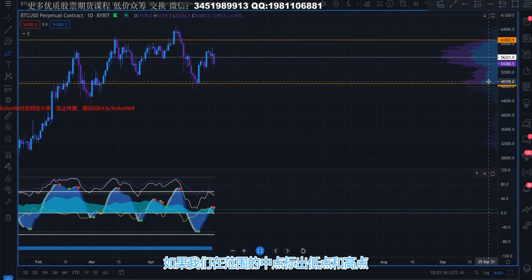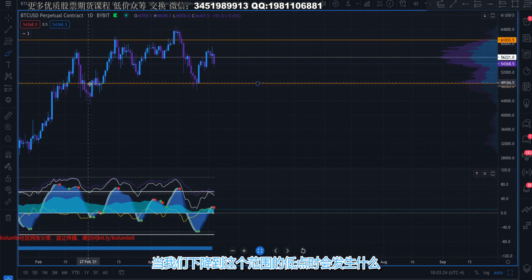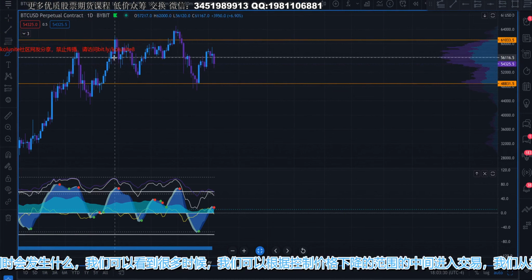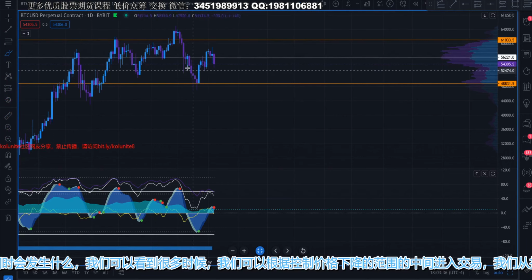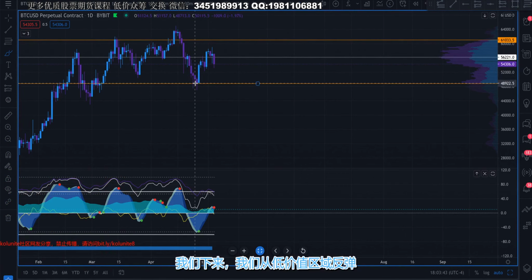If we mark out the low and the high and the middle point of the range, you can see that these areas are just respected areas of support and resistance in general. What happens when we come down to the low of this range? We get a bounce. What happens when we come to the high of the range? We get a rejection. What happens when we come to the middle of the range? A lot of times we can enter trades just based on that point of control. Price comes down, we get a bounce off the point of control. Price comes up, we get a rejection off the value area high. We come down, we get a bounce off the value area low.